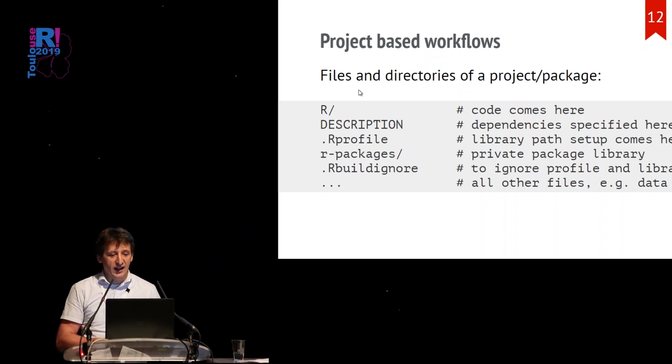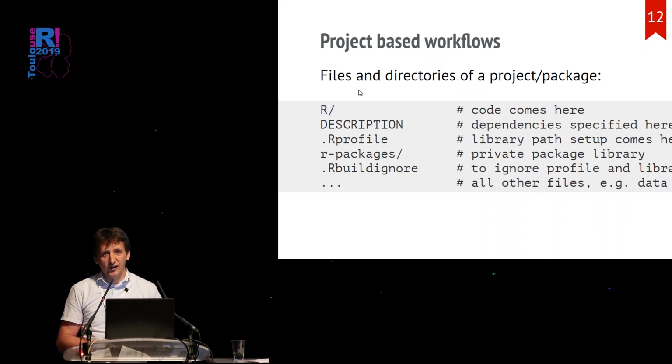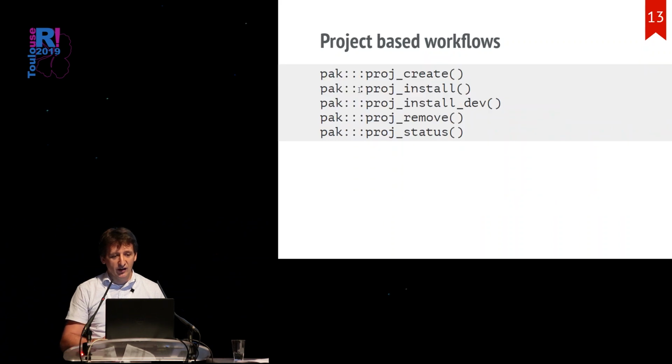But the idea is basically that you have all the dependencies described in your description file, and then you have an R profile file, which is kind of technical, to set up the library when you switch to this project. And then you have an R packages directory, which will be your library that is private to this project. So all the package installations go into this library. And you will probably need to create an R build ignore file as well, so that you ignore these files and directories when you build your actual R package.